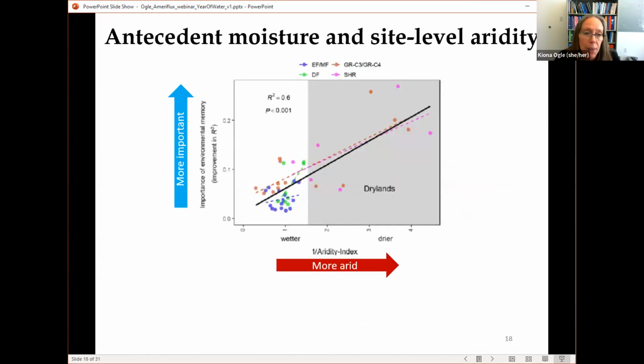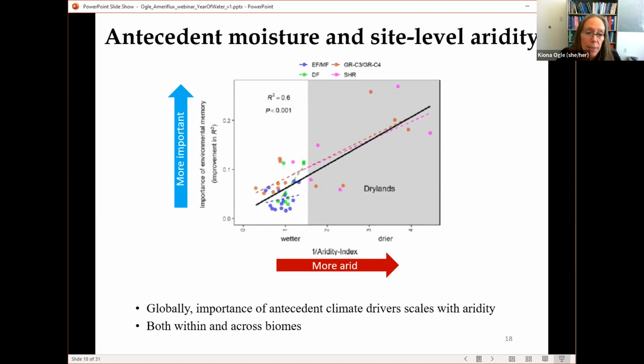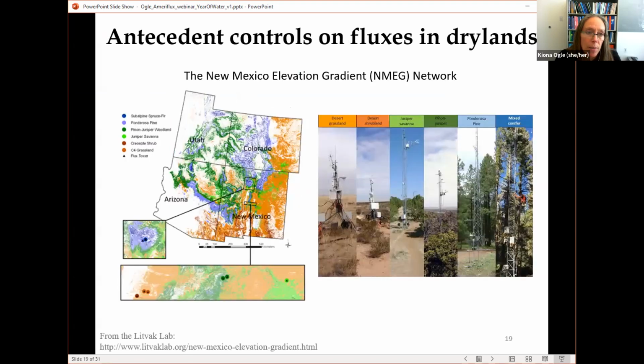We can also look at how the importance of those antecedent conditions, as described by that ecological or environmental memory, aligns very well along an aridity gradient. So we have sites that are plotted from relatively wet sites to drier sites as you move to the right on this plot. As you go into drier sites, the importance of those antecedent conditions or that environmental memory is stronger in those systems. And globally, the importance of antecedent drivers scales with aridity, both within a particular biome, so for example, across the grasslands, but also overall across all the biomes that were explored.